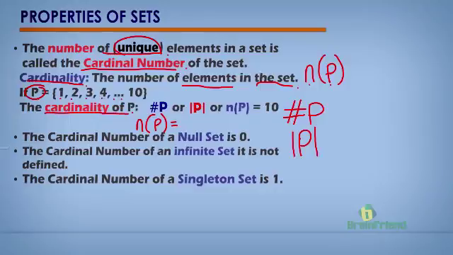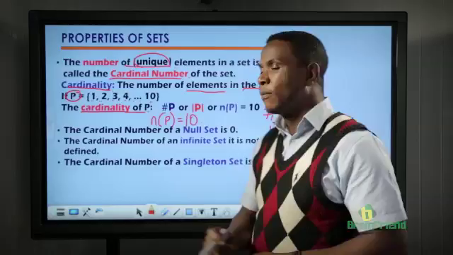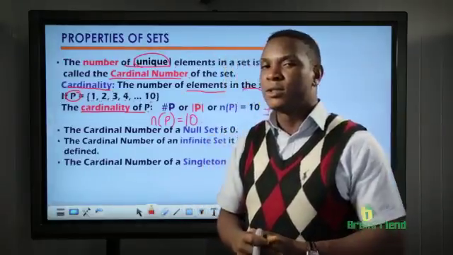So let's do our count quickly. We have 1, 2, 3, 4, 5, 6, 7, 8, 9, and of course 10. We have 10 elements within our set. Therefore, our cardinality here is 10. And that's how simple it is.